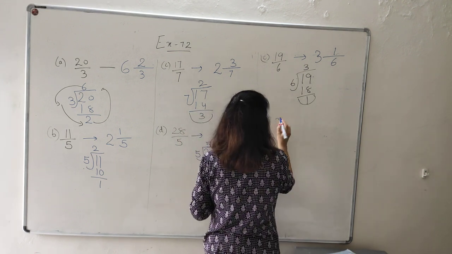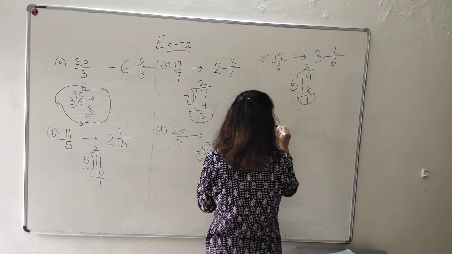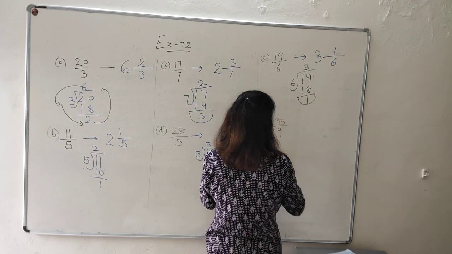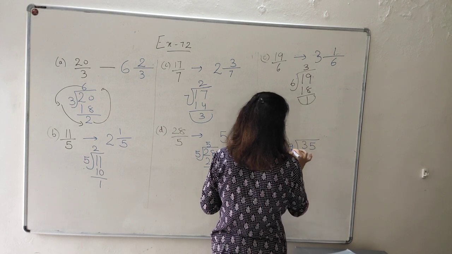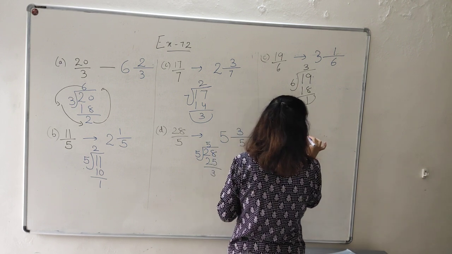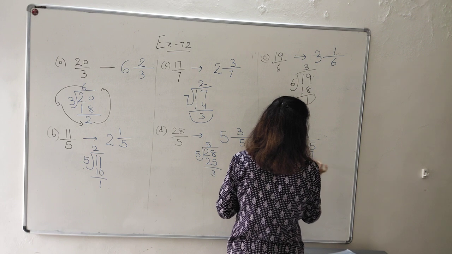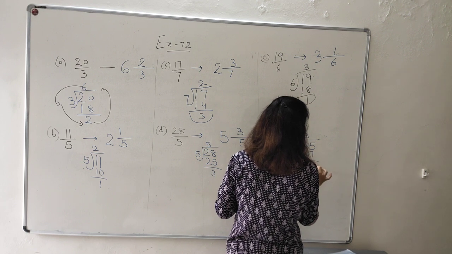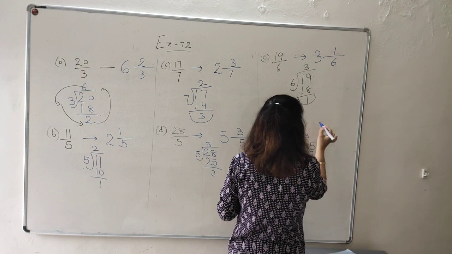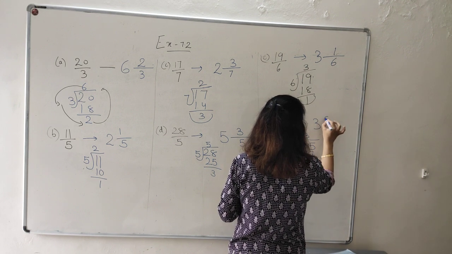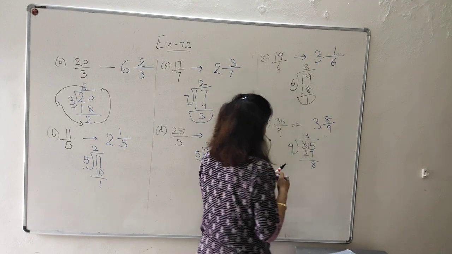35 by 9. Divide 35 by 9. 9 4s are 36, which is too big, so 9 3s are 27. 35 minus 27 is 8. So it will be 3 whole 8 upon 9.